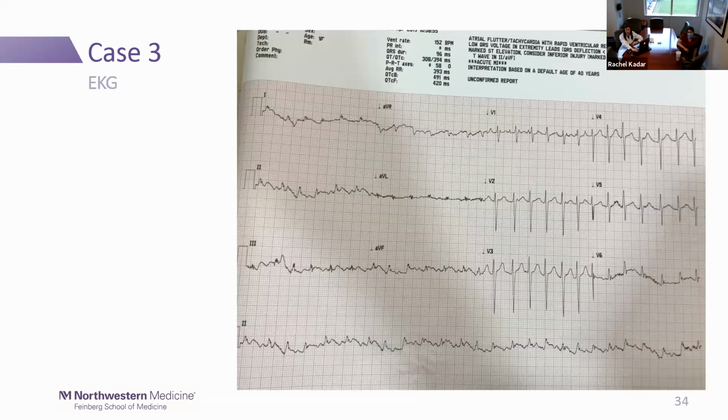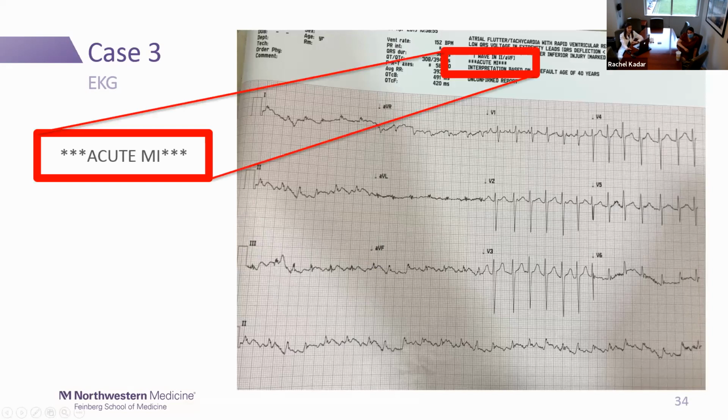And this is the EKG. This is her actual EKG. And you can see that there's some abnormal ST changes in 2, 3, and AVF. But what's most interesting is that this EKG was read as an acute MI.